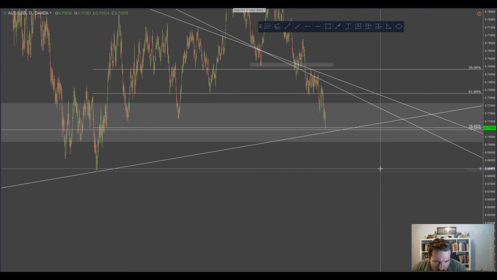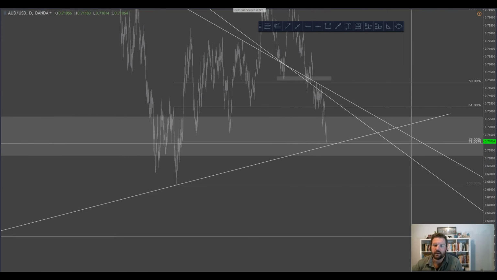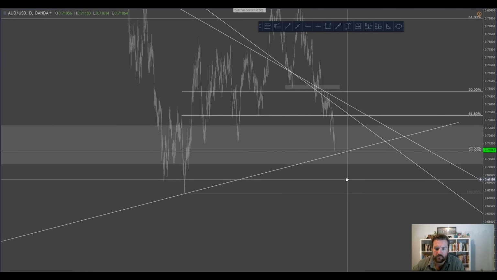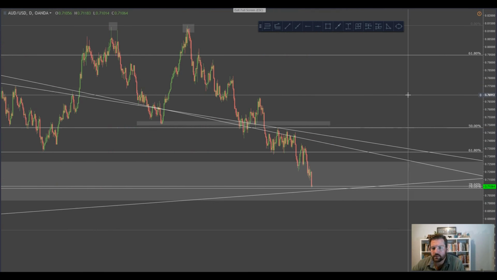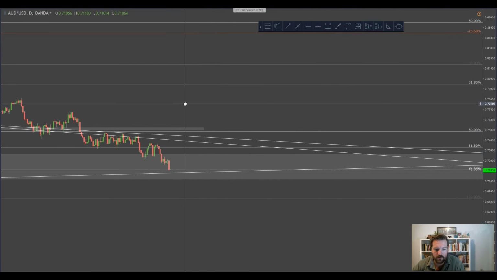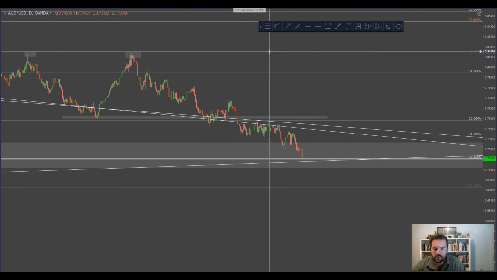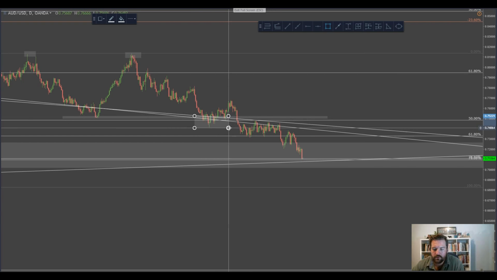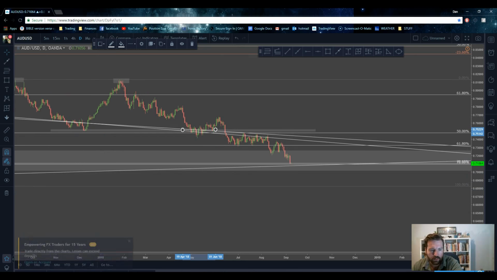Okay. So based off this little trend line here, we're essentially sitting on top of it. More recently, daily chart. What's been going on? You can see the bounces off these trend lines here. Sorry, magnet tool's back on.